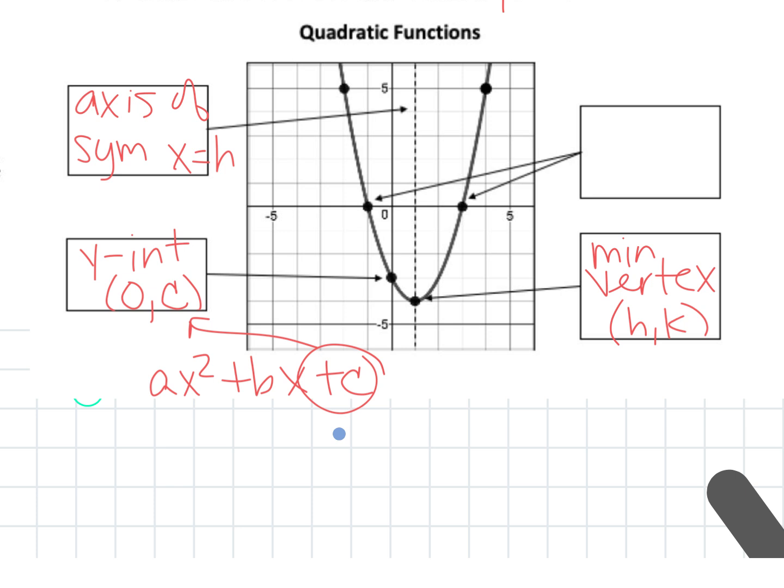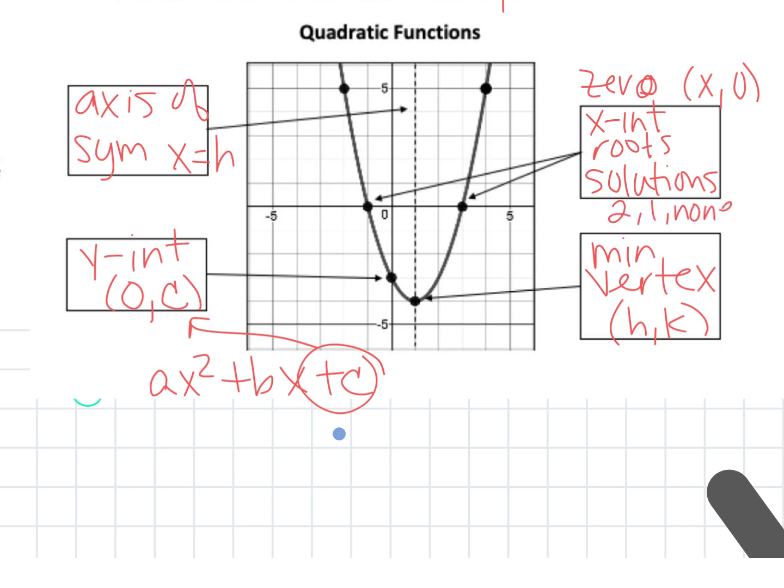And then this last piece, top right. X-intercept, give me another word. Roots, give me another word. Solutions, give me another word. 0, good. And those are always going to be written, whatever that x number is, and then the 0. Remember, you can have 2, you can have 1, you can have none.